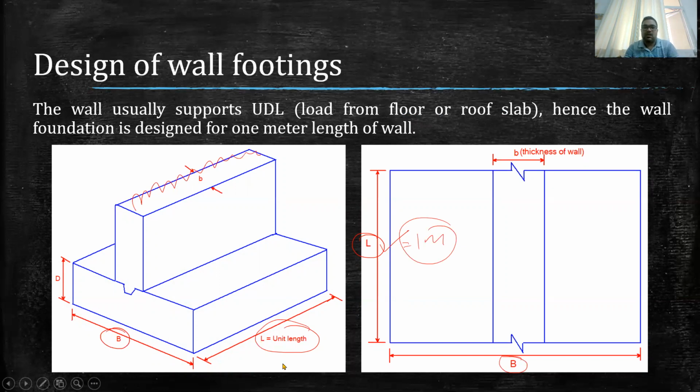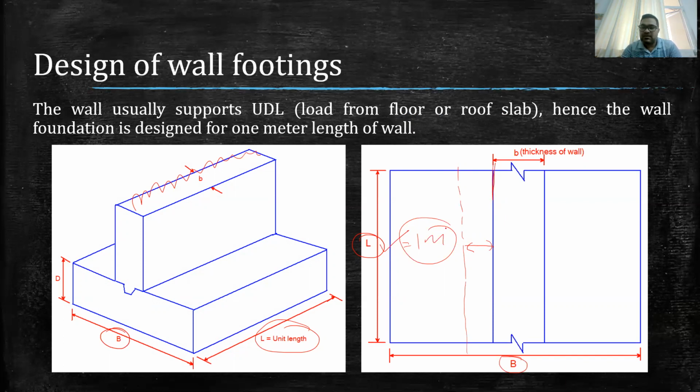Now besides this, the one-way shear criteria will be the same. The critical section for one-way shear will be at a distance d from the face of the wall, like we have done in the isolated footing. And the critical section for bending moment will pass through the face of the wall.